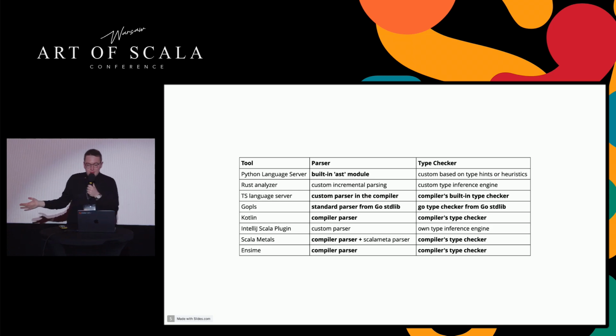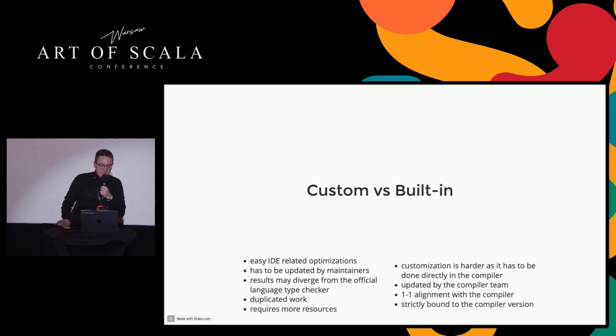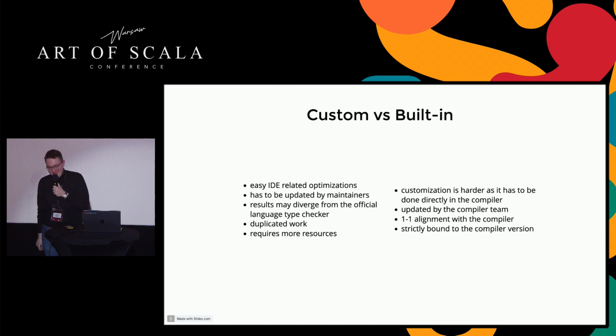So why am I telling you all of this? Basically, there is a big difference between both approaches. A custom solution allows you to do very quick and easy changes related to optimizations. You can basically hack your parser around, hack your type checker around to make it super fast, and so you will get your results faster in your IDE.